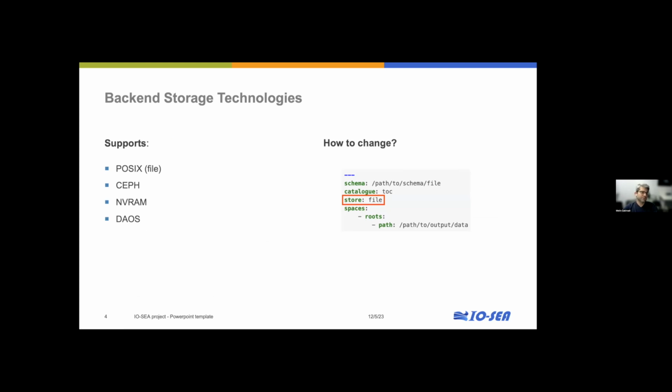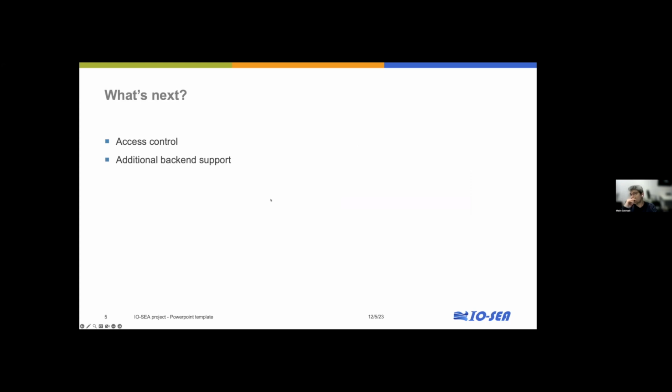So DASI supports multiple backends, and we didn't get into this, but it is also easy to try out DASI on different backends if you have them. What you have to do is just change the DASI config YAML file, where the store, in this case, is file, which actually refers to the POSIX backend, but you could use multiple backends. And for DASI, we will in the future add an access control feature, as well as additional backend support. And that would be the wrap up.